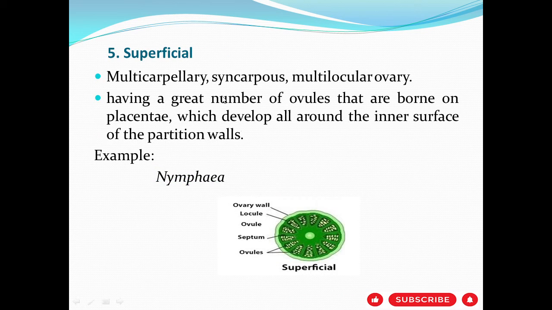The next one is superficial placentation. Superficial placentation also has a multicarpellary condition, syncarpous, and forms a multilocular ovary. It has a great number of ovules. Here you can see there are a great number of ovules. The ovules are many in number and are borne on placenta, which develops all around the inner surface of the partition wall. The example of it is Nymphaea.